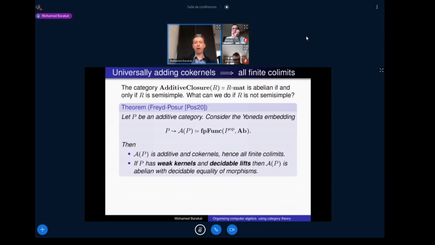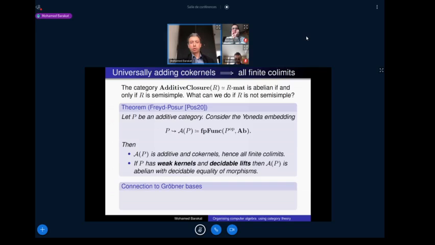But if P has so-called weak kernels, these are the kernels, but where we don't insist on the uniqueness of the universal morphism. If it has weak kernels and decidable lifts, then A of P is abelian, and it has the decidable equality of morphisms. So once we have two morphisms, we can decide if they're equal or if a morphism is zero.